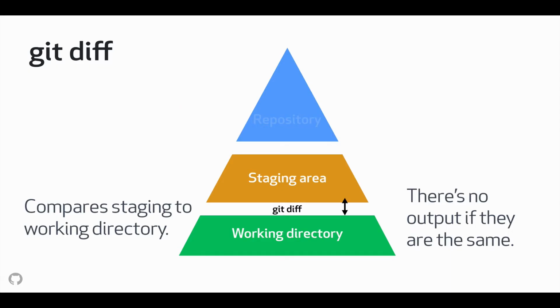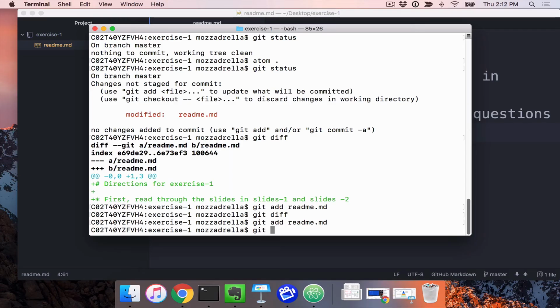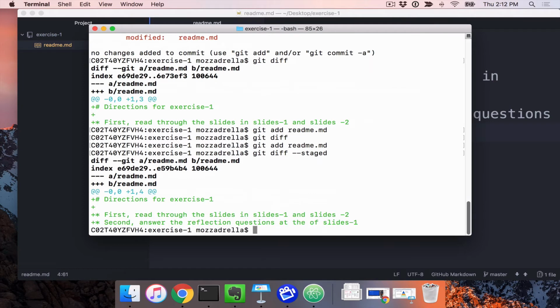So now if we run git diff --staged, this is an option that lets us change the two points that we're comparing with git diff. Here we're going to compare what's in the staging area with what was in the last commit, which is also referred to as HEAD, from the repository. So let's go ahead and do that. Git diff --staged. And you can see that our staging area has a few lines that don't exist in the repository history.